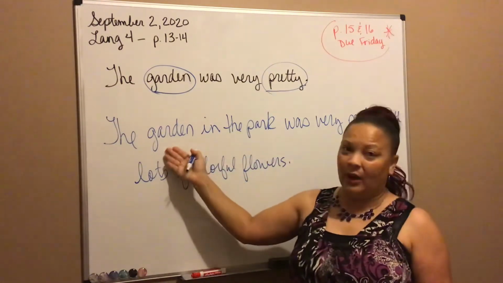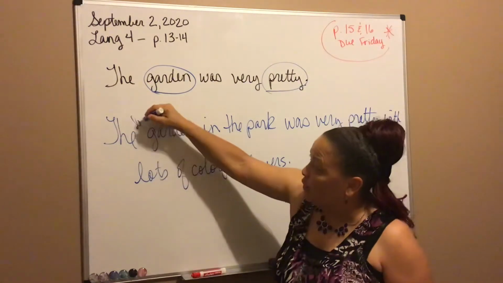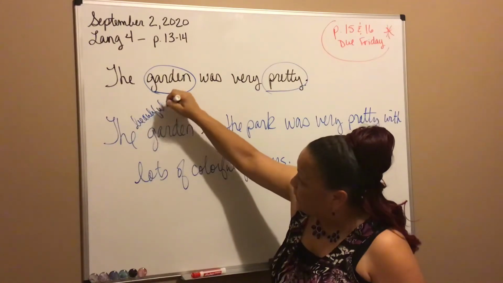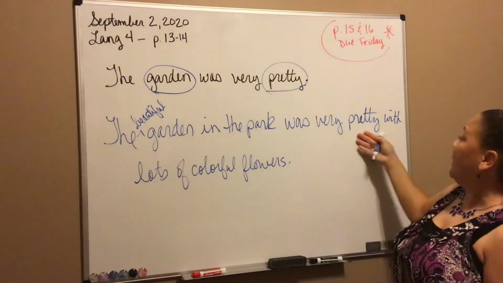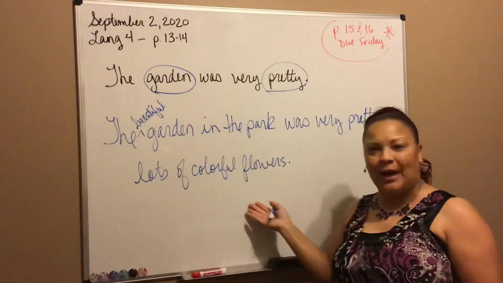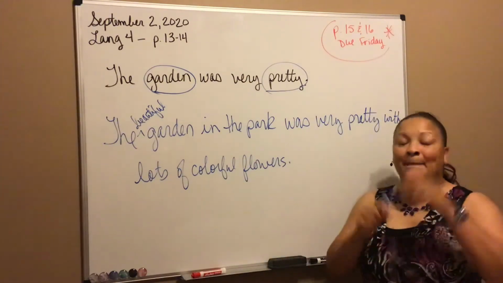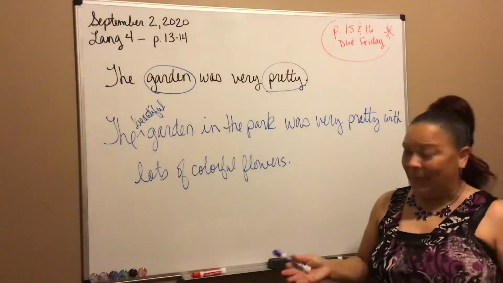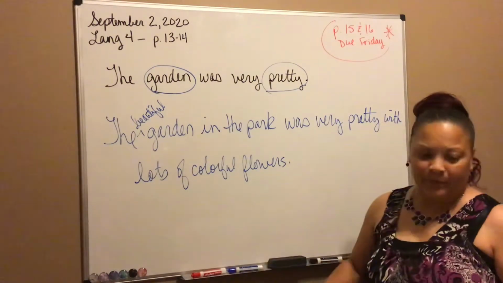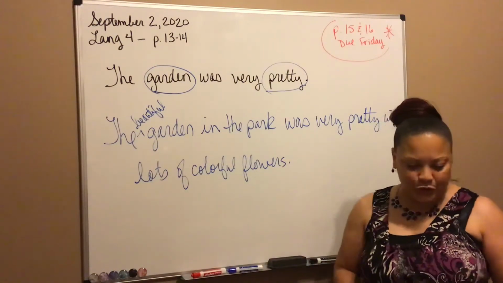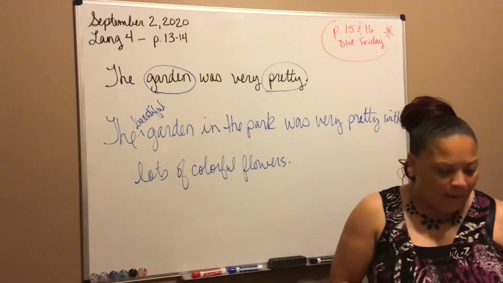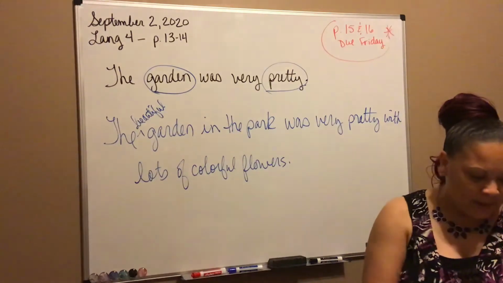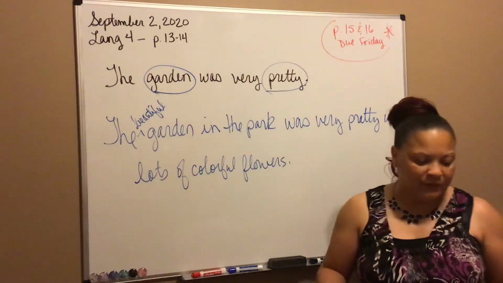What garden are we talking about? We could have said the beautiful garden, right? We could add an adjective here. The beautiful garden in the park was very pretty with lots of colorful flowers. So now you can picture what made the garden pretty, okay? That's kind of what you're going to do with number 2 and number 3 on page 13. And page 14 is making your sentences informative.